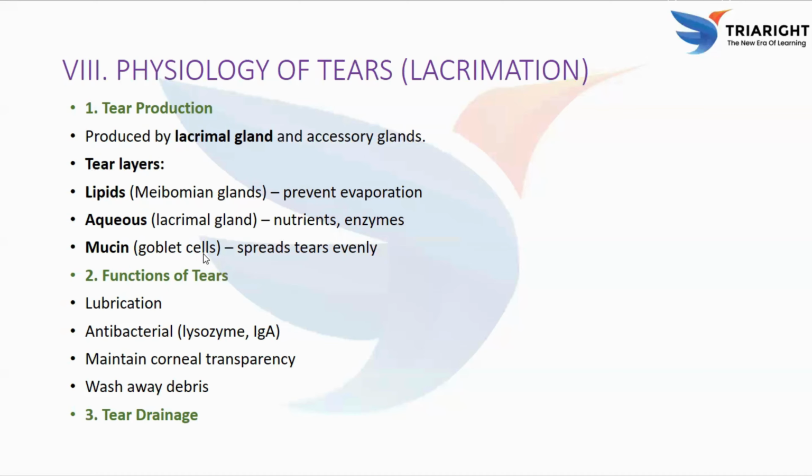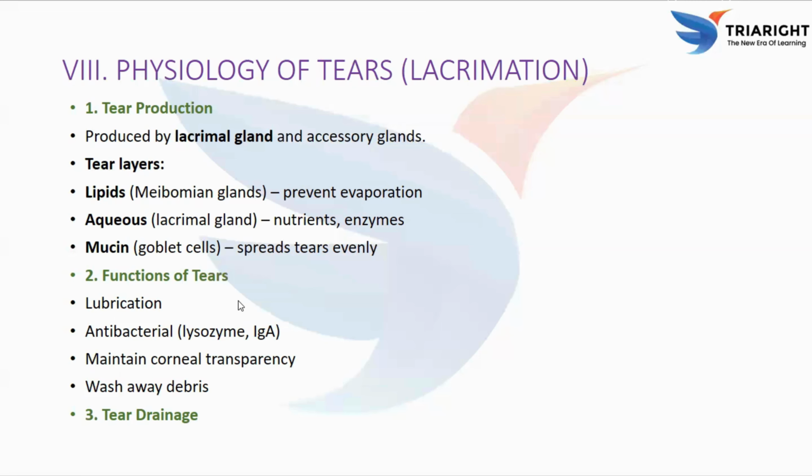So the last layer is the mucin layer. It is produced by the goblet cells. So goblet cells are located in the conjunctiva. So what is the function of mucin? It helps the tears spread evenly across the eye surface. It also allows the tears to adhere to the cornea.